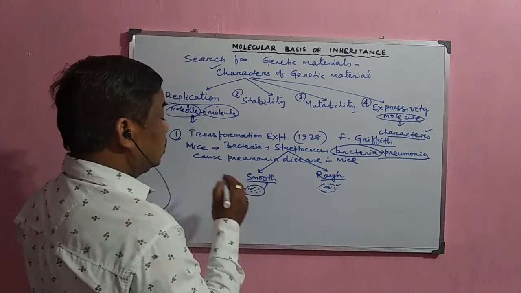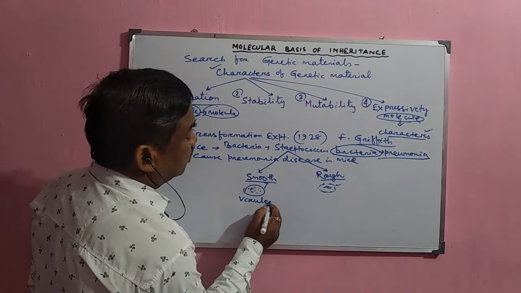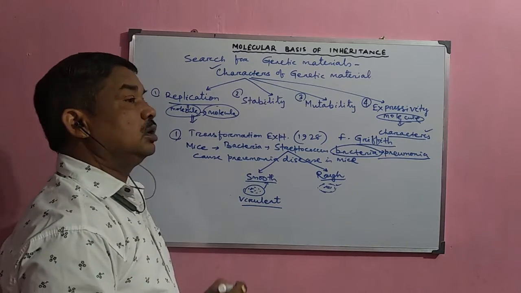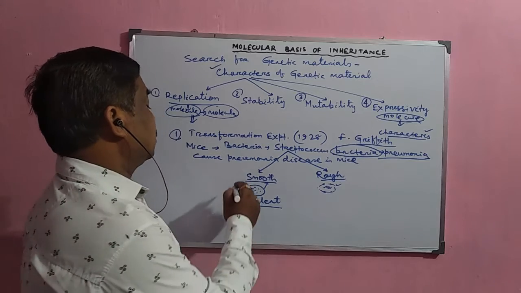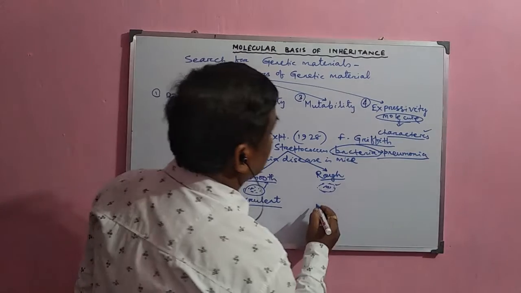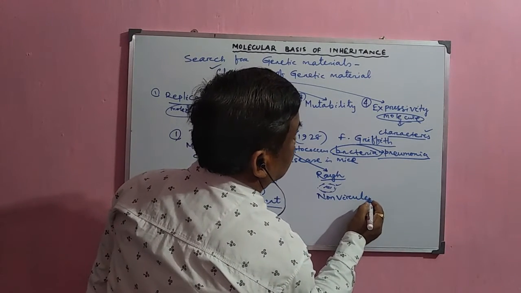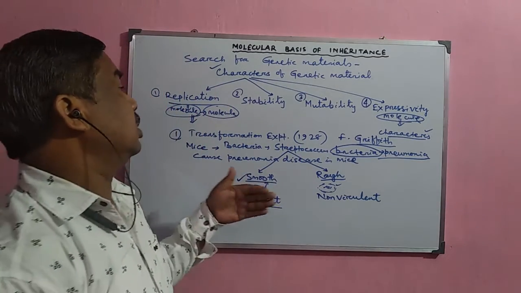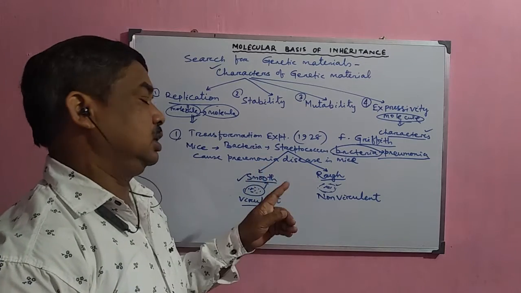So this smooth bacteria is virulent, meaning if this smooth bacteria is inoculated or injected into the mice, then it causes pneumonia fever. But this rough variety is a non-virulent type. Non-virulent means if it is inoculated or injected into the mice, then it does not cause any disease.